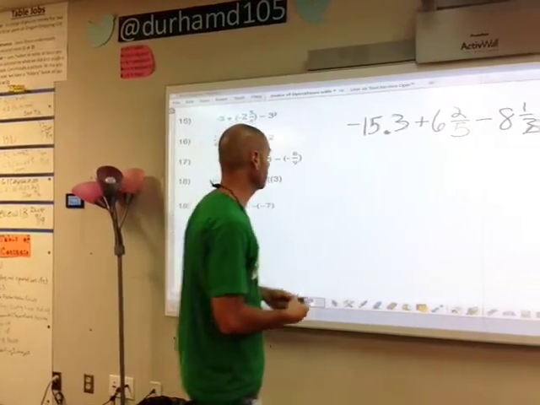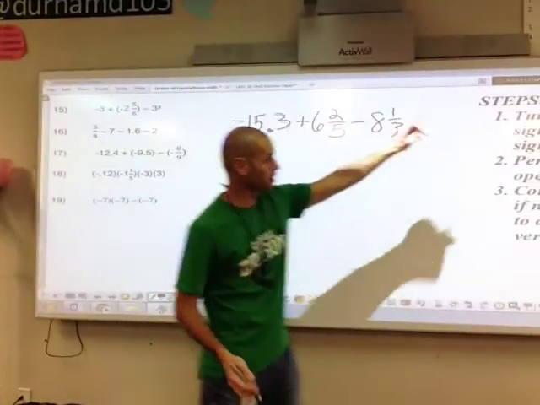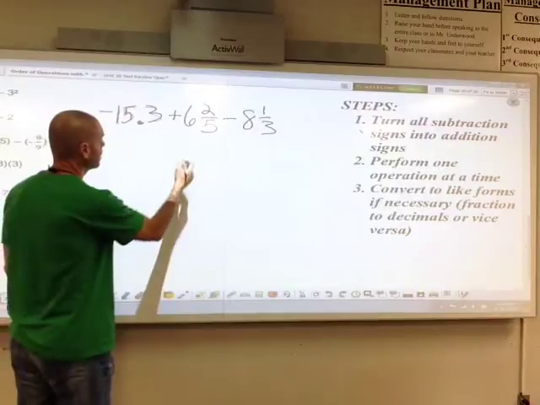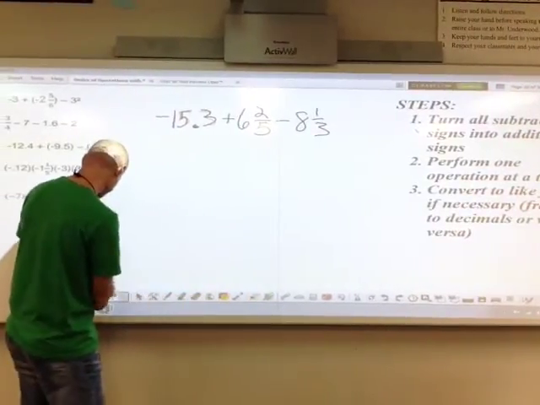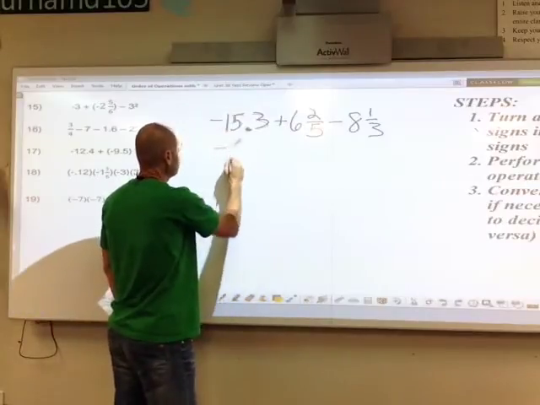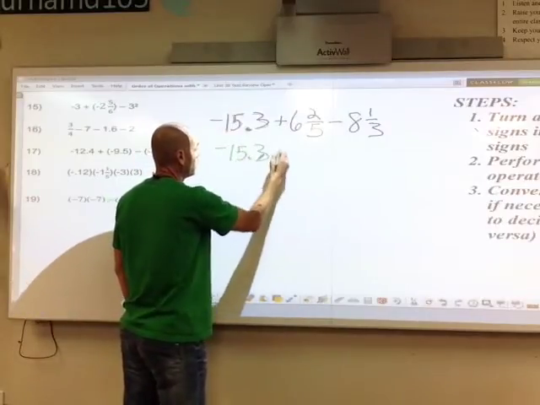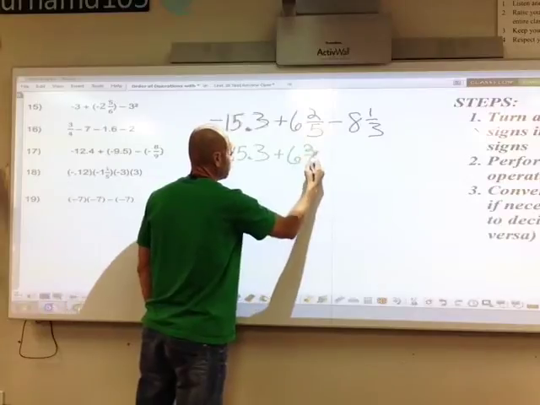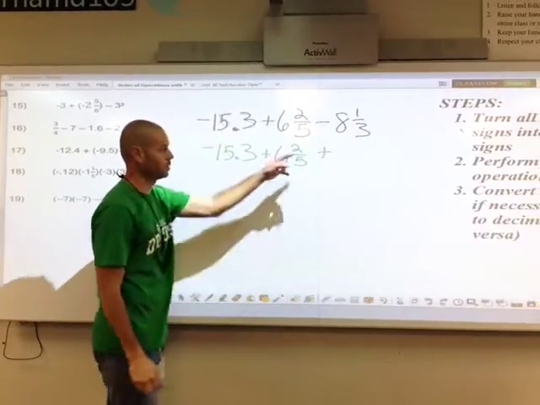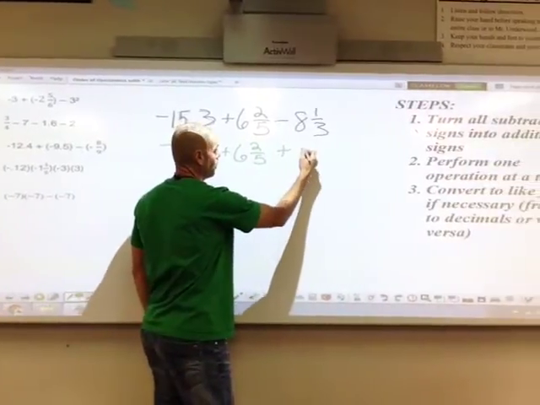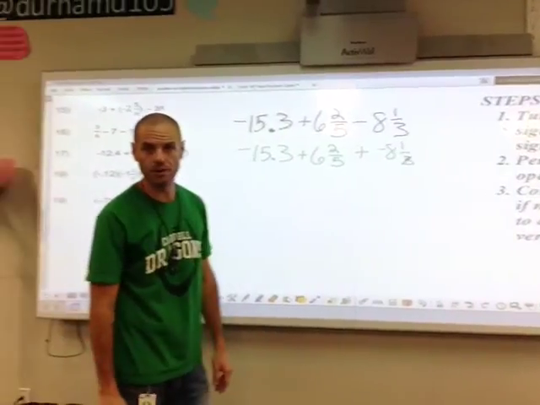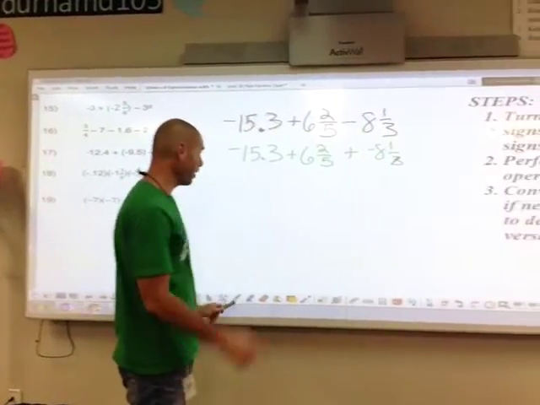So the very first thing is I want to turn all subtraction signs into addition signs. So let's go ahead and do that. So right now I'm going to go -15 3/10 plus 6 2/5 plus, I'm going to change this subtraction into an addition, and then I'm going to make this 8 1/3 -8 1/3. Okay, that's what we have right now. So now I've done the first part.